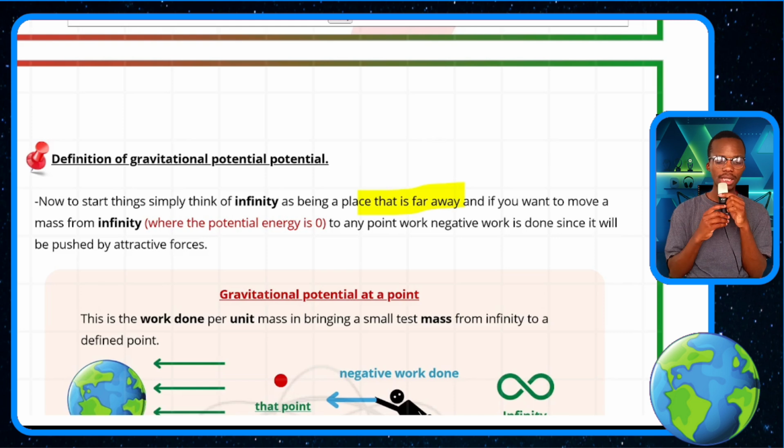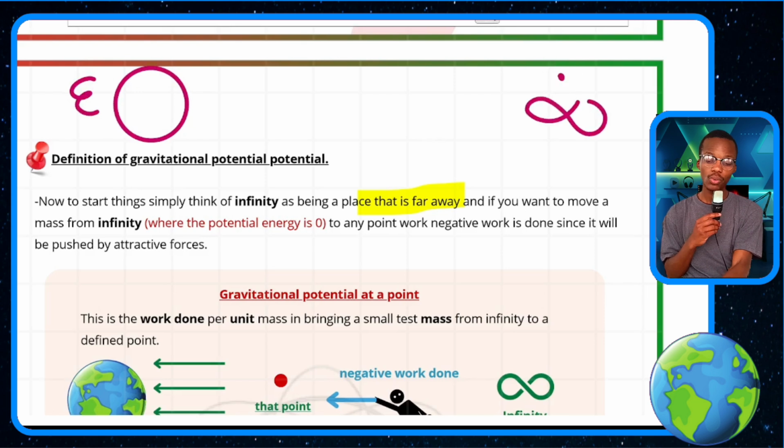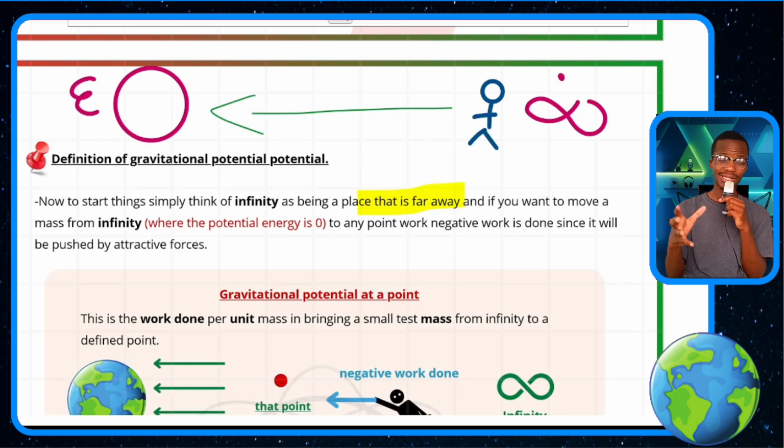Think about it, right? If the Earth is over here, okay, we're going to make an assumption. If the Earth is over here, so we're going to say Earth and infinity is over here, right? What kind of a force is going to pull this person who's just chilling at infinity? Okay, so you have this guy chilling at infinity, a place far, far away. What kind of work do you think is going to happen to move this person? Negative work, right? Because the Earth is going to pull this person towards it. The Earth consists of negative forces, attractive forces, right?